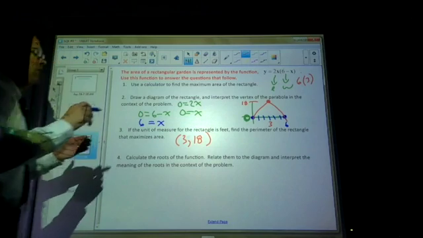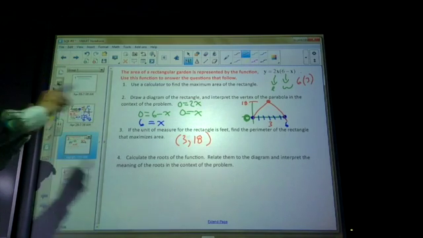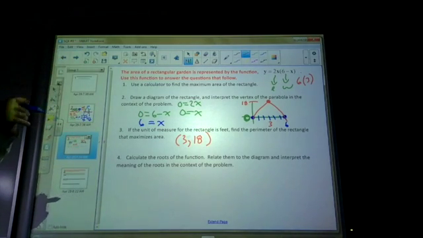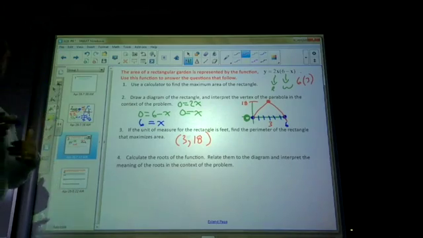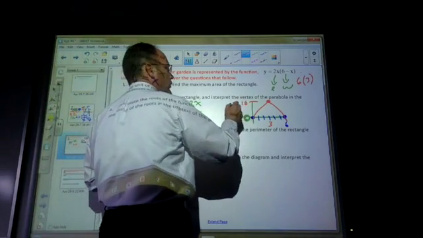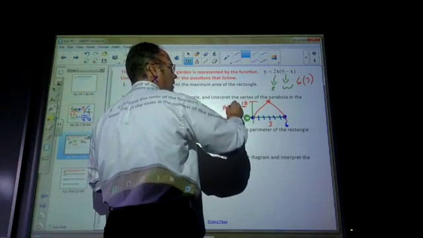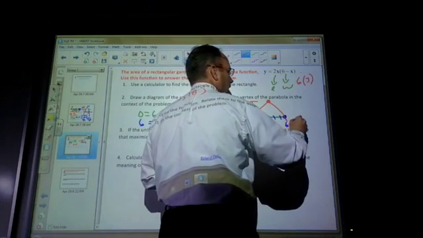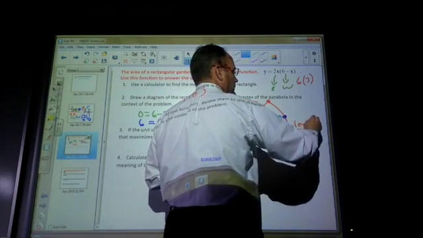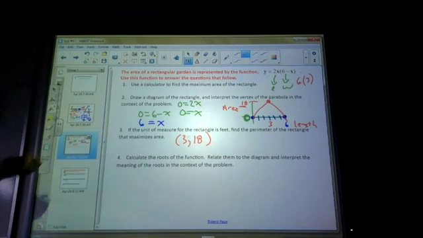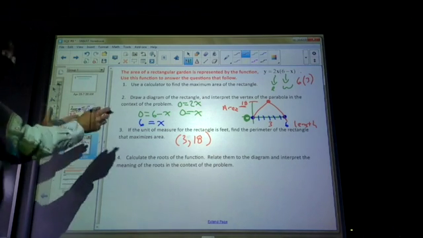So my x component is a certain length, and my y component is actually an area. If the unit of measure for the rectangle is in feet, find the perimeter of the rectangle that maximizes the area. Well, the vertex is going to maximize. Draw a diagram, interpret the vertex of the parabola. Okay, let's interpret this.